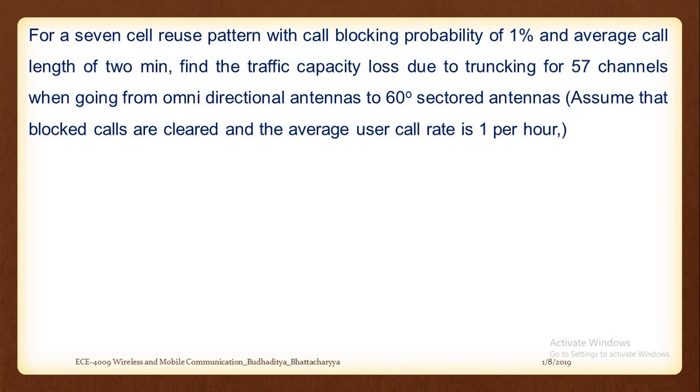This is something different. Check that. This is another flavor of the problem. For a 7-cell reuse pattern, by this time we are only doing it for omnidirectional. Now suppose the omnidirectional gives rise to sectors. Then what will happen? So for a 7-cell reuse pattern with call blocking probability of 1%, average call length of 2 minutes, find the traffic capacity loss.